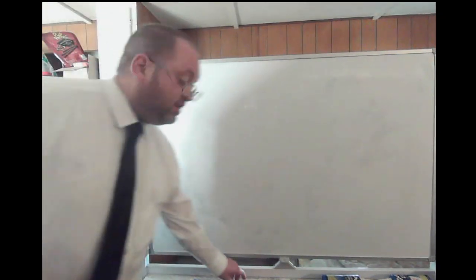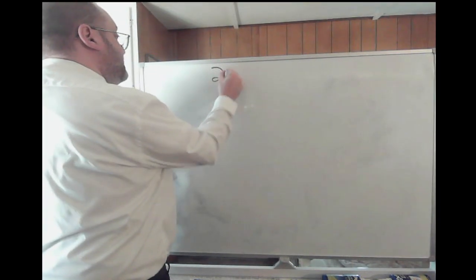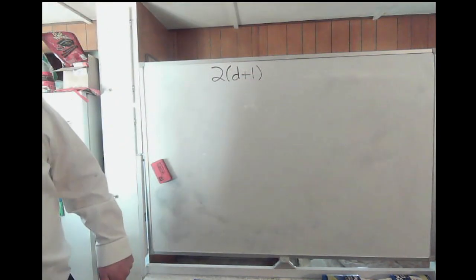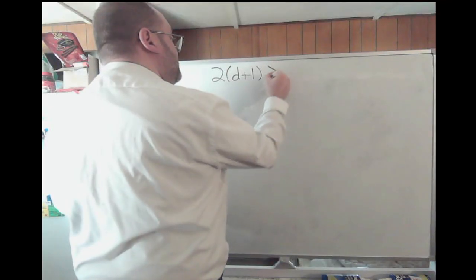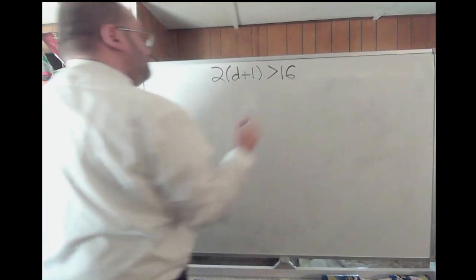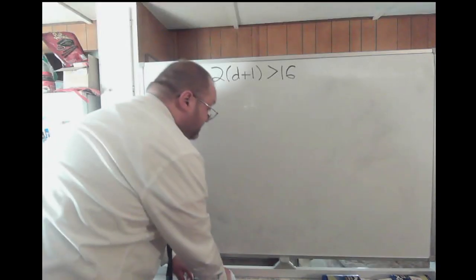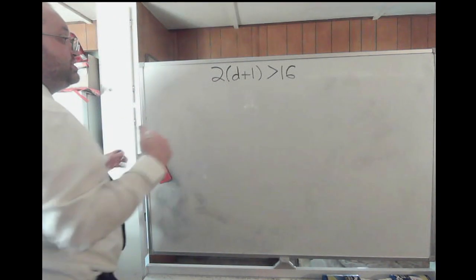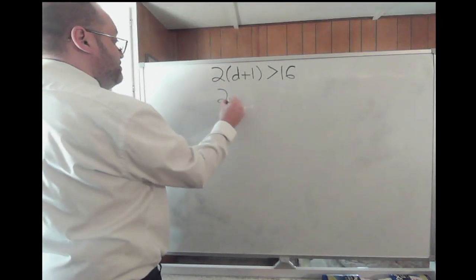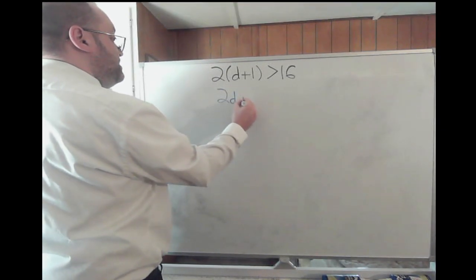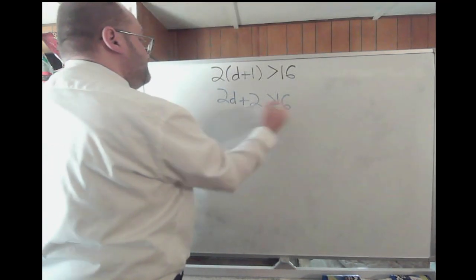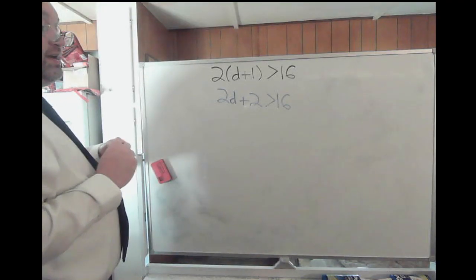One more problem, then we're done for the day. Alright, so we have 2 times the quantity of d plus 1 is greater than 16. Well, let's do our distributive property again since we have grouping symbols. You'll take 2 times d, that would just be 2d, plus 2 times 1, that'd be 2, would be greater than 16. So now you have 2d plus 2 is greater than 16.